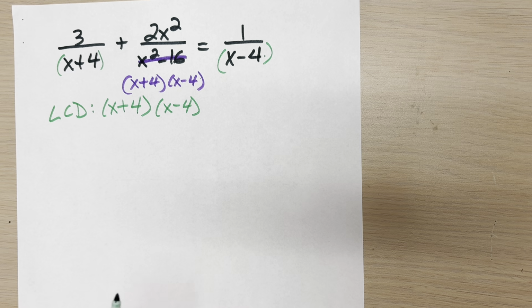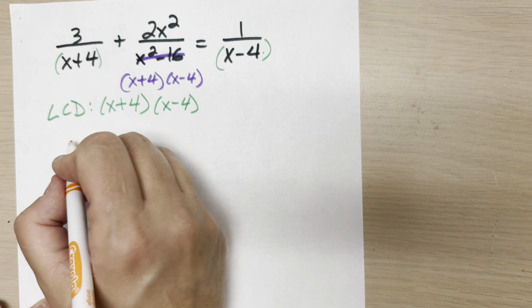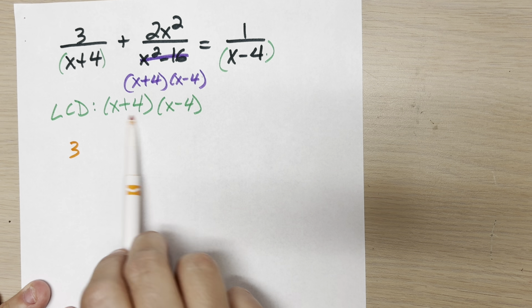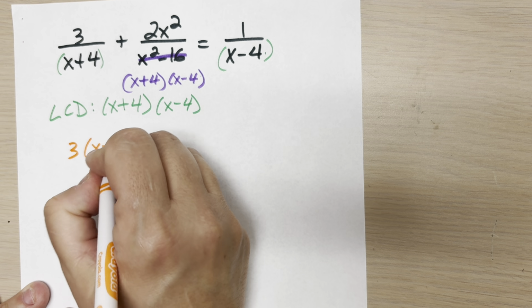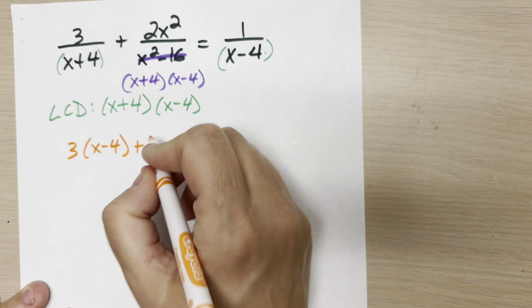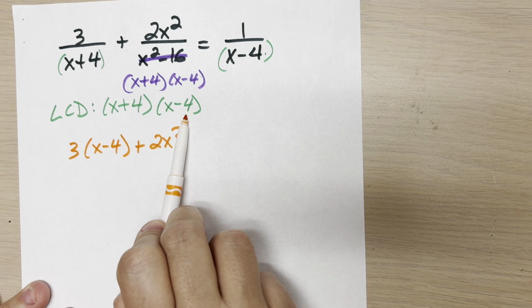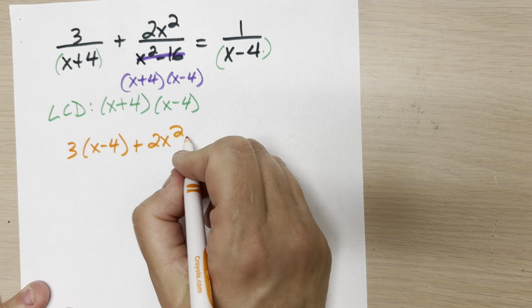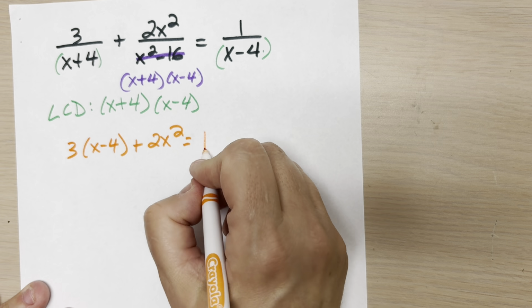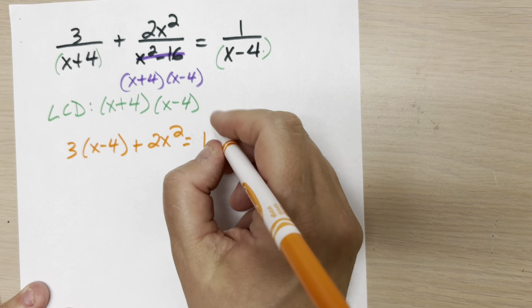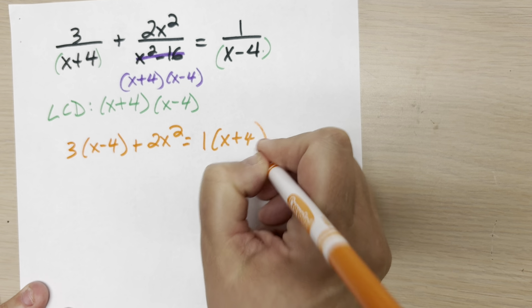So here we go. I'm going to try to do a little bit more in my head this time, okay? So I'm starting with a 3. The original fraction has x plus 4. I need the x minus 4. The next term is 2x squared. It has both of the terms of the LCD. I don't need to multiply it by anything. Over on the other side of the equals, I have that 1 over the x minus 4. It's missing x plus 4, so I've got to multiply.